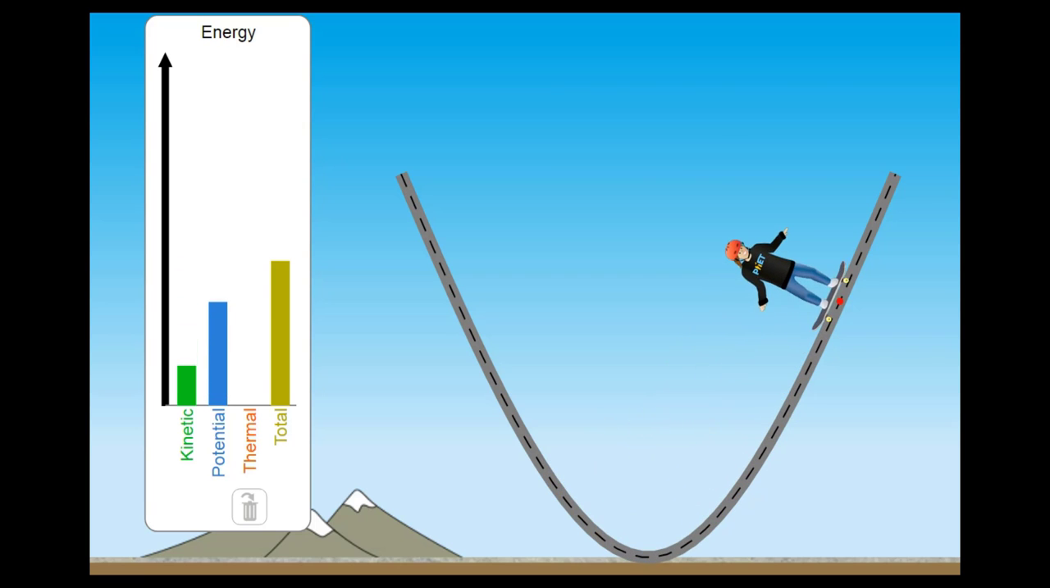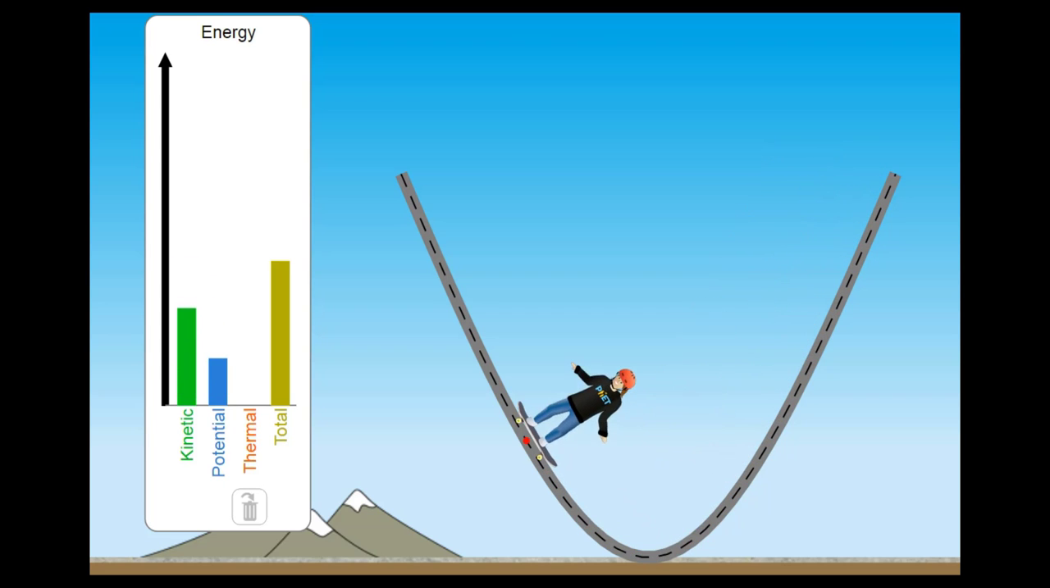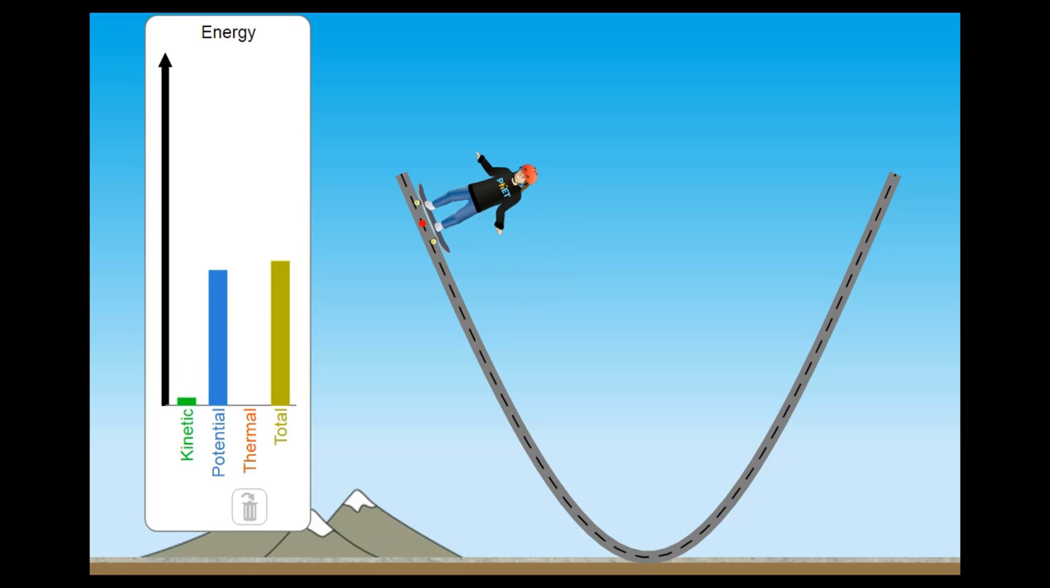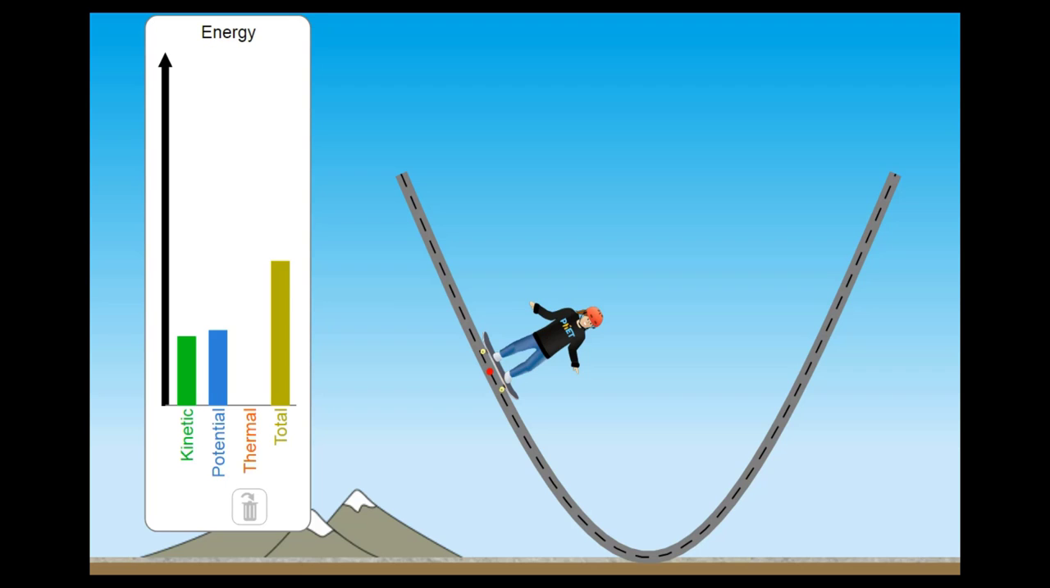And so the conservation of mechanical energy says that when you add the kinetic and the potential, you're going to get a total mechanical energy. So anywhere I stop the skateboarder, if we add the potential bar onto the kinetic bar, you are going to get a sum that's equal to the total energy.